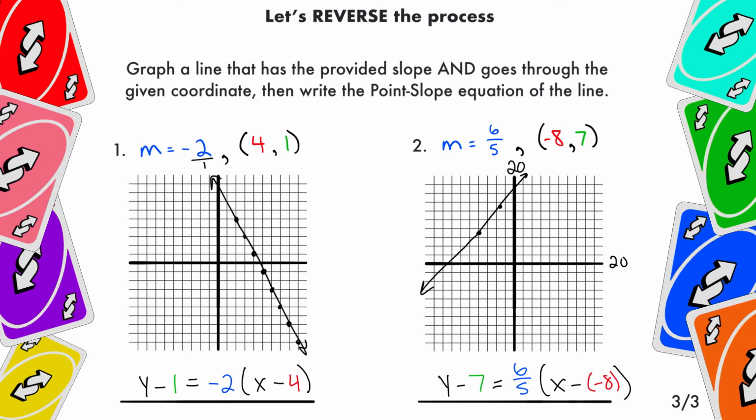I do not want you to write it in this format. This is correct, it's just not simplified enough. Because we don't often think or write about subtracting negatives. What do we do when we subtract a negative? You add the opposite. We add. So instead of minus a negative 8, we're just going to do plus 8.